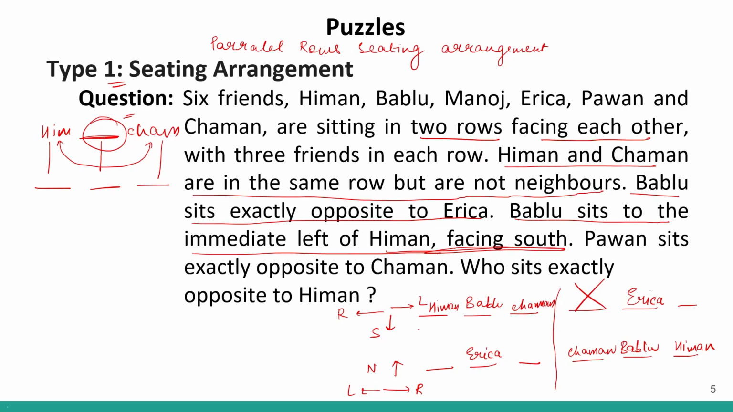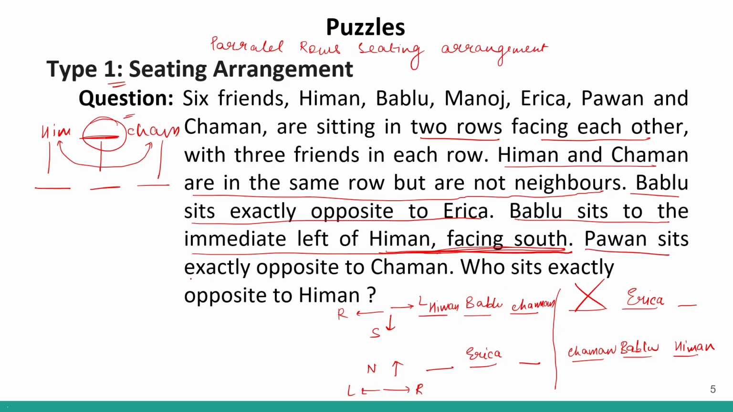So we will come back to the first possibility. Whenever you solve a question on seating arrangement, keep in mind that you have to take both the possibilities. Sometimes there could be even more than 2 possibilities. Sometimes there could be 5, 6 possibilities also. So you have to take all the possibilities while solving the question and keep eliminating the ones that are incorrect based on the data. So based on this data that Himan is facing south, we could eliminate possibility number 2. Correct?